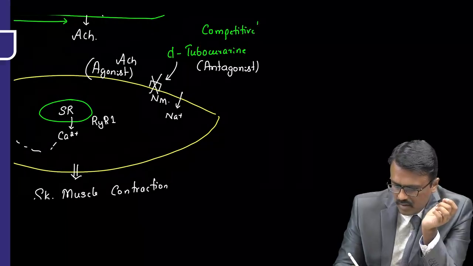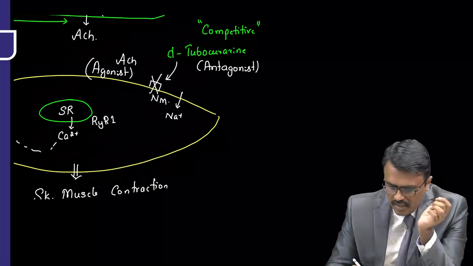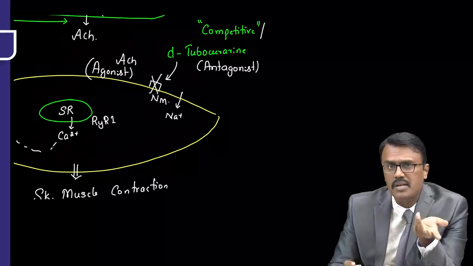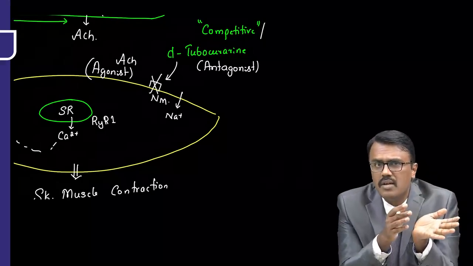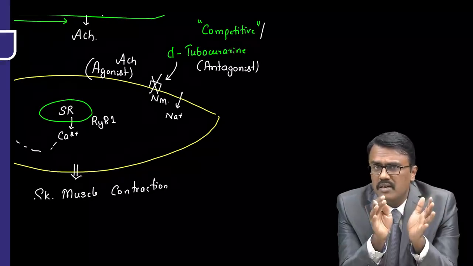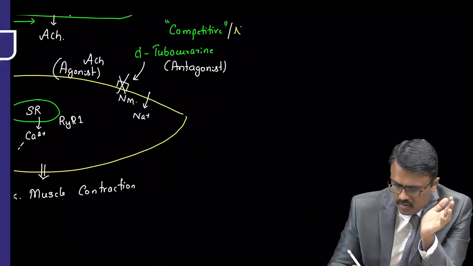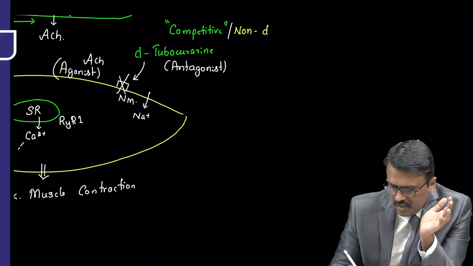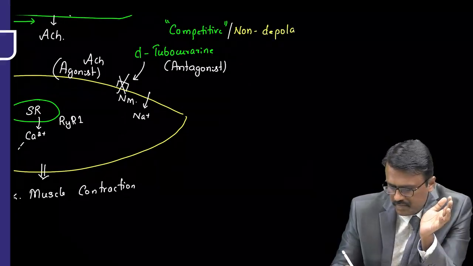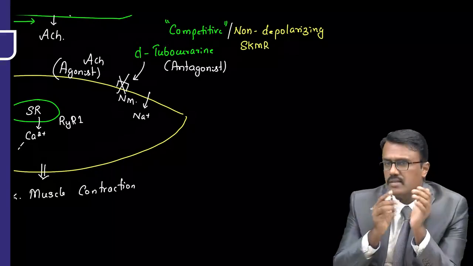So these are competitive skeletal muscle relaxants. Or can I call them non-depolarizing? Compare succinylcholine, it was stimulating the receptor and depolarizing the cell, but here it is not. So these are competitive, also called non-depolarizing skeletal muscle relaxants. The example is D-tubocurarine.